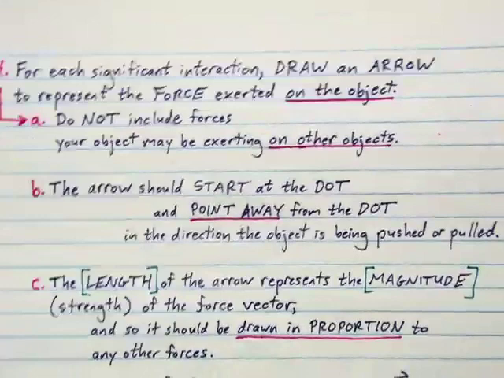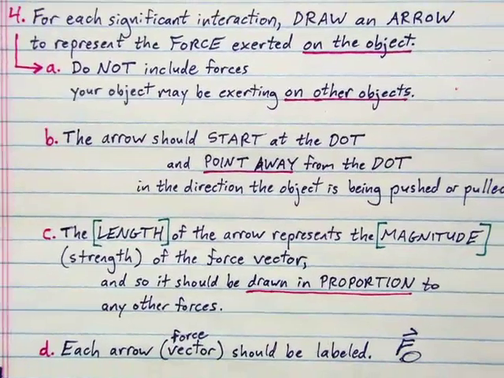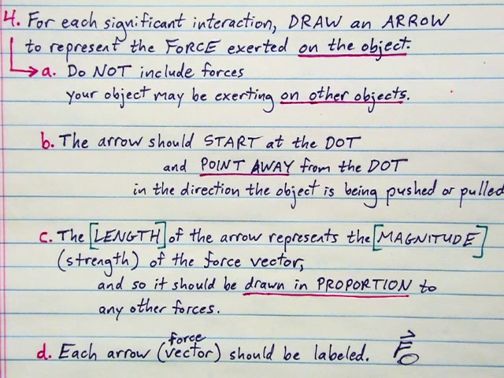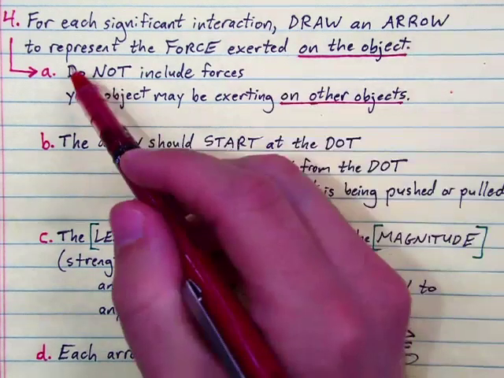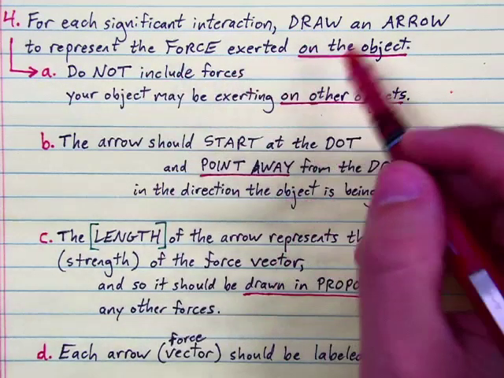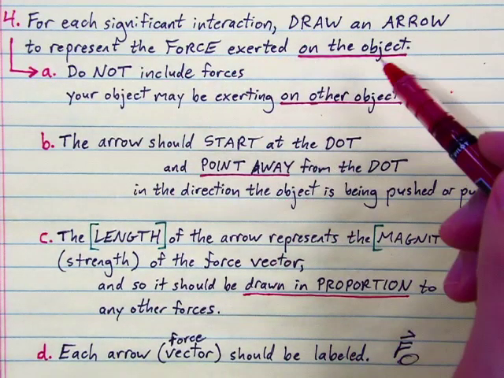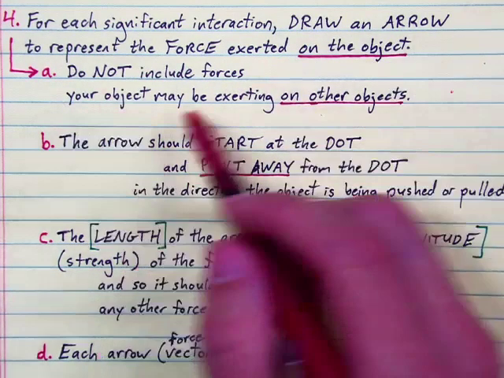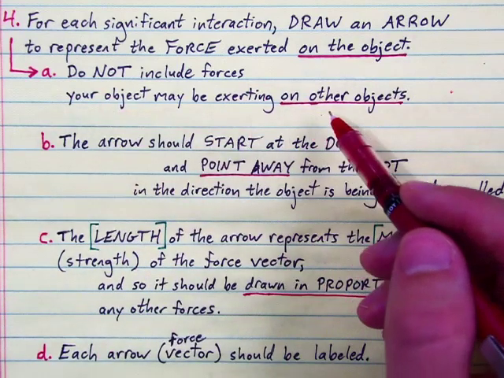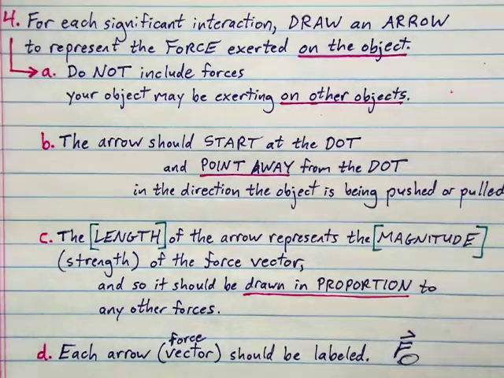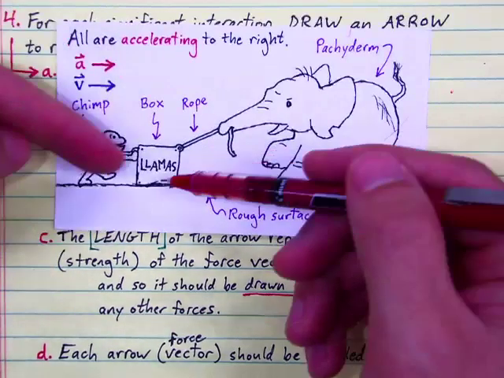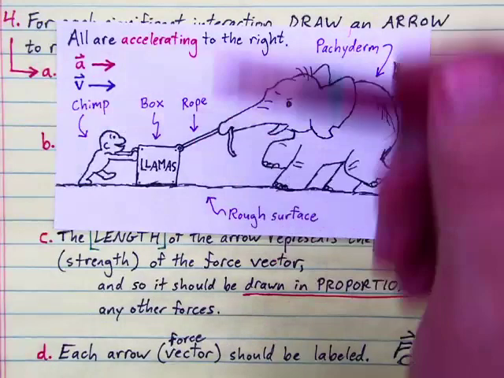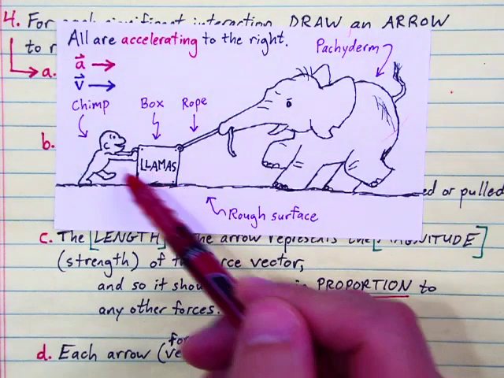4. For each significant interaction, draw an arrow on your dot to represent the force exerted on the object. Forces on the object, on the box. Do not include forces your object may be exerting on other objects. So here, we're going to include all the forces on the box. We're not going to include the force that the box is exerting on the chimp.